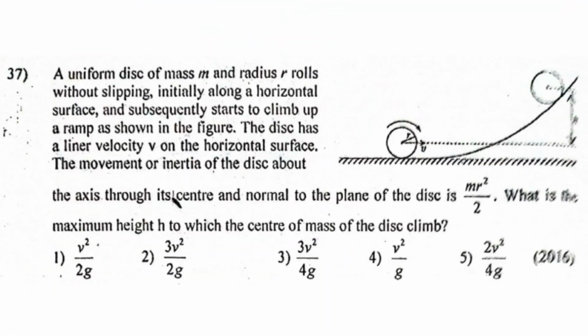Then 37. A uniform disk of mass m and radius r rolls without slipping initially along a horizontal surface and subsequently starts to climb up a ramp as shown in the figure. The disk has a linear velocity v on the horizontal surface. The moment of inertia of the disk about the axis through its center and normal to the plane of the disk is mr squared divided by 2. What is the maximum height to which the center of mass of the disk climbs?